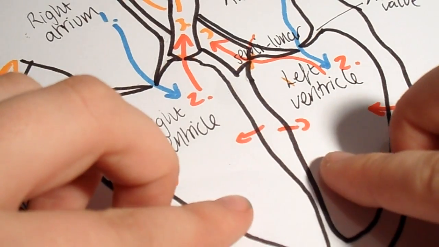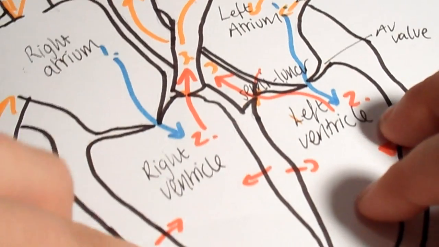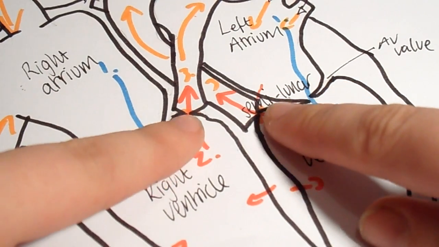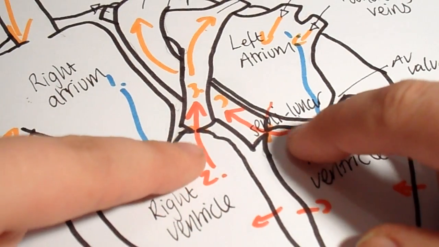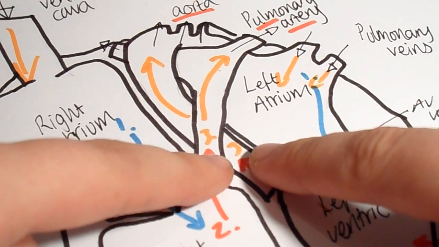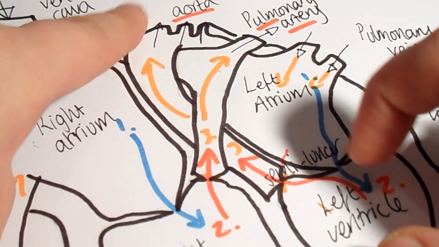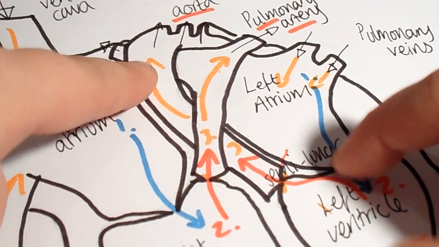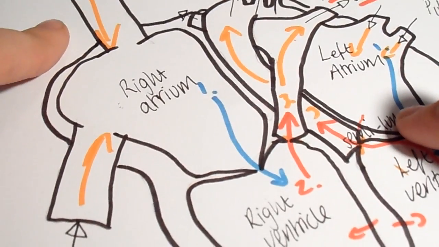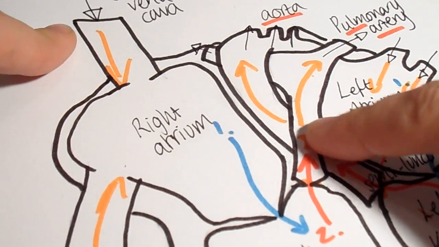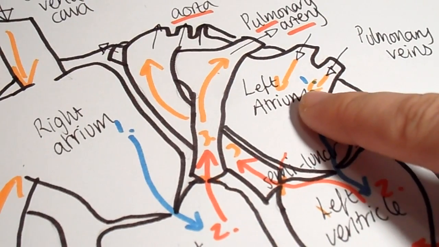Then the walls of the ventricles contract, increasing the pressure, so to make the AV valves shut and the semilunar valves open, so the blood is forced up into the aorta and pulmonary arteries, which carry the blood away, one into the body and one into the lungs. And then in diastole, the blood comes back in through the vena cava and the pulmonary veins.